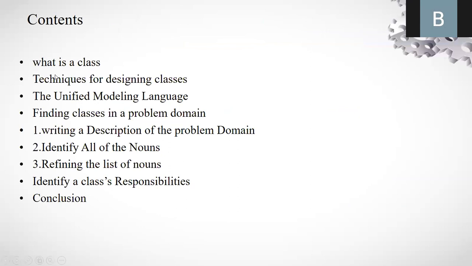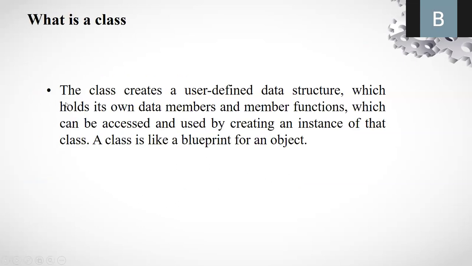These are the contents. What is a class? Techniques for designing classes. The unified modeling language. Finding the classes in a problem. These are the four techniques for finding classes in a problem: writing a description of the problem domain, identify all of the nouns, defining the list of nouns, and identify a class's responsibilities. Finally, conclusion. First, we need to know what is a class. A class is a blueprint or a template that defines the properties, nothing but attributes, and methods of objects.